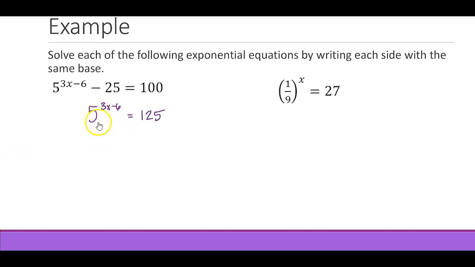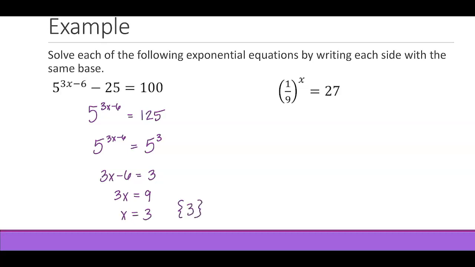And now what I want to recognize is that I can rewrite 125 so that it is 5 to a power. So I can rewrite both sides to have the same base. The left side already has a base of 5, so it's 5 to the 3x minus 6, but the right side can be rewritten as 5 to the third. So now, since they have the same base, I can essentially set their exponents equal to one another. So I can solve when is 3x minus 6 equal to 3. I can add the 6 to the other side, so 3x is equal to 9, and divide both sides by 3, and I get x equals 3 as my solution. Now we don't have to check domain issues, because for exponentials, the domain is all real numbers.